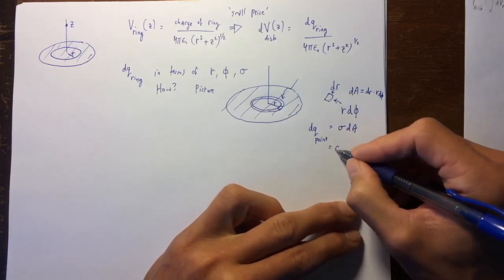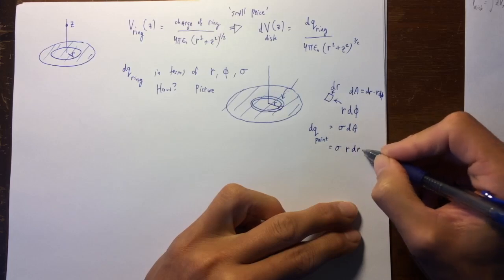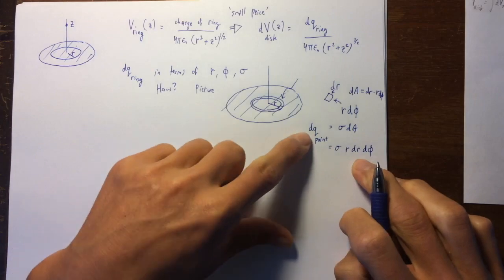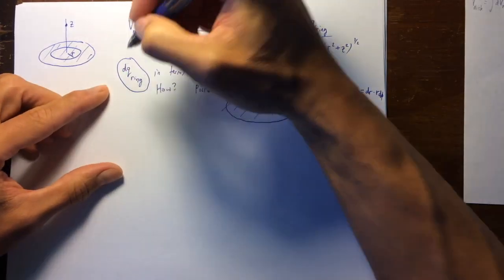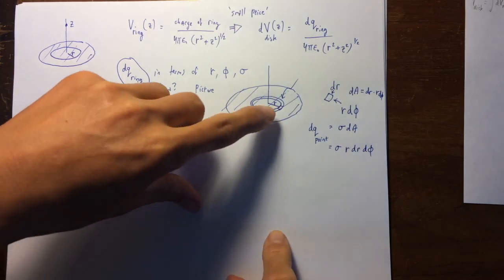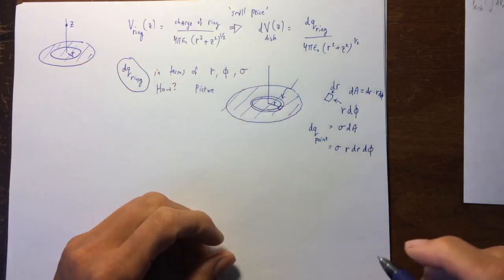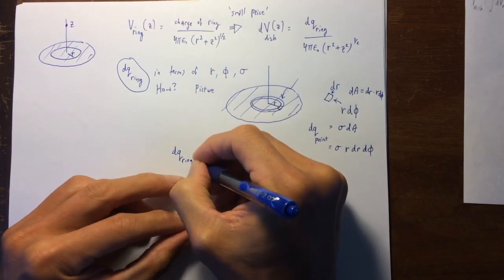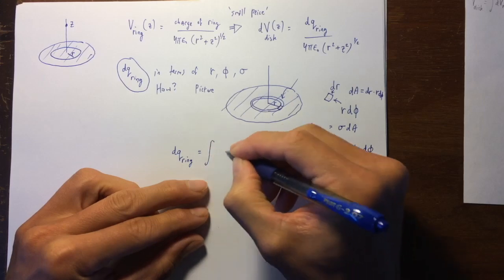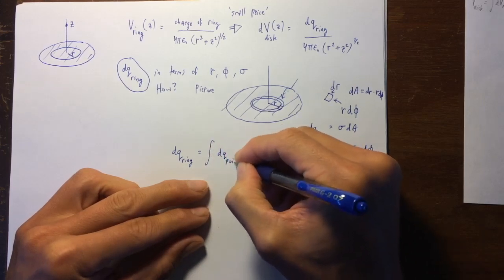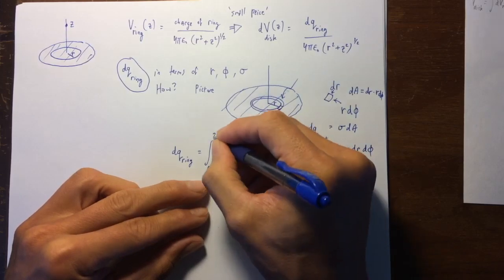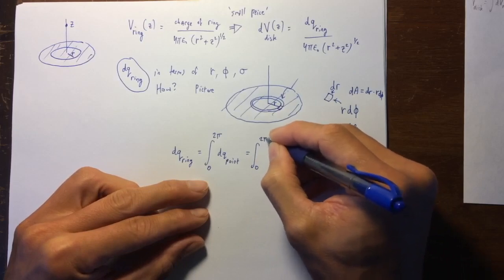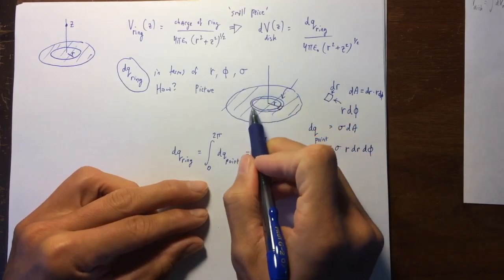So this is sigma r dr d phi, right? That's the charge of a point, but I want the charge of the entire ring. So the charge of the ring is going to be the integral of all the point charges if I go around the ring. And so the integral, if I go all the way around the ring, which means just go all the way around the clock, right?